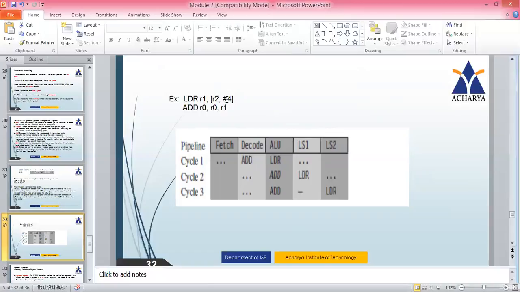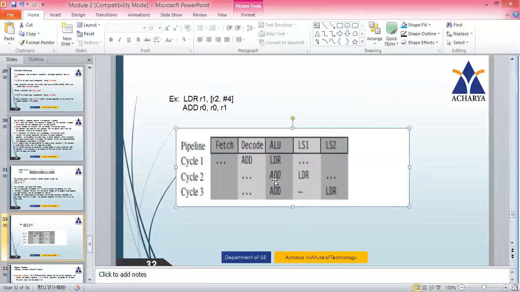The contents present in that address will be loaded to R1. So much we have to do here. LDR from the ALU phase is directly pushed to LS1. So following LDR, we have the add instruction in ALU. But if you see here, the add instruction has the operands like this: add R0, R0, R1.